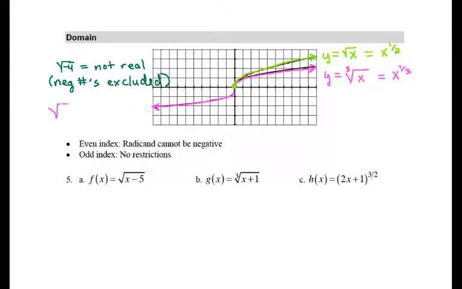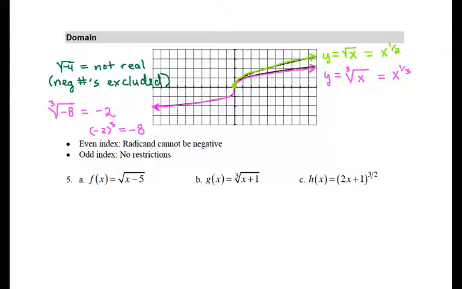However, if we try to take the cube root of, say, for example, -8, there's no problem there. That's equal to negative 2 because negative 2 to the power 3 is equal to negative 8. So there are no restrictions on the domain of a cube root function.